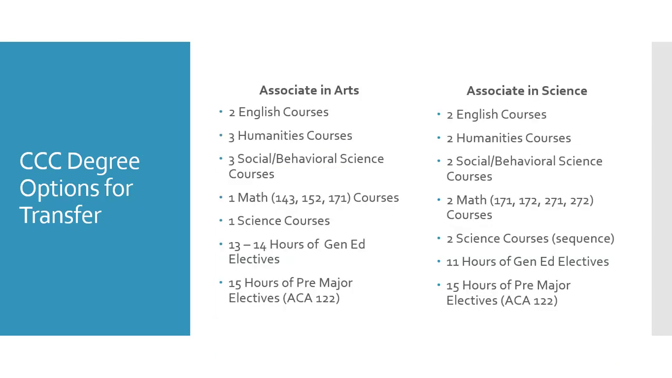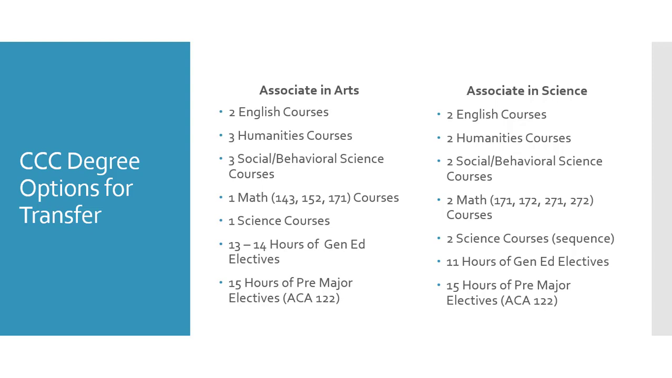So the majority of transfer students are usually either Associate in Arts or Associate in Science. Associate in Arts, do not mistake that as for visual arts. This does not mean necessarily like drawing or painting. Associate in Arts simply means that when you transfer to a four-year university, you don't plan to go into a math or science field. Associate in Science is quite the opposite. That means that when you do transfer, you do plan to go into a STEM field or math or science field.